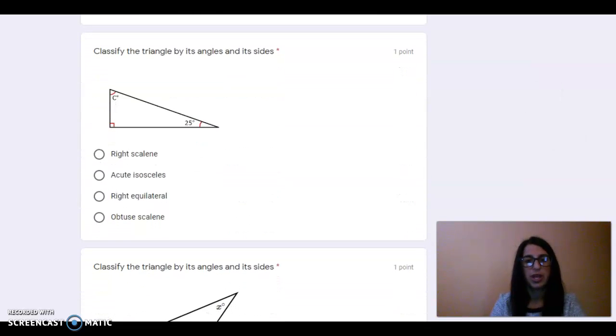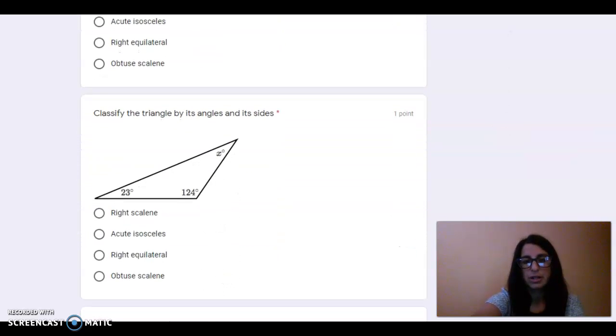Next one, we have a triangle. We need to classify the triangle by its angles and sides. Just like Mrs. Bovenizer said, we're coming up with a first name and a last name for our triangle. We first start with the angles, then we move to the sides. But before we do any of that, you need to find this missing angle, and that should help you. So after you find the missing angle, is this a right scalene triangle? Is it an acute isosceles? Is it a right equilateral or an obtuse scalene?